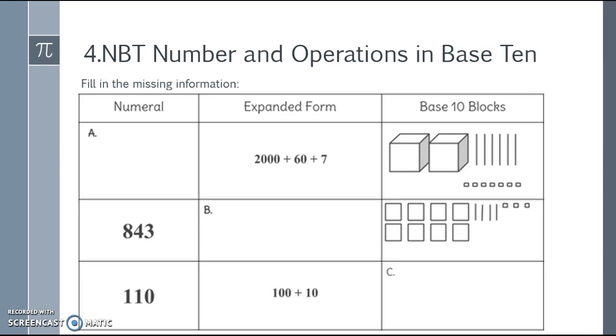Pause the video and fill in the missing information, written in numeral form, expanded form, and base 10 blocks. Part A, we should get 2067. Part B, we should get 800 plus 40 plus 3. Part C, we need a flat and a long, or one 100 piece and one tens piece.